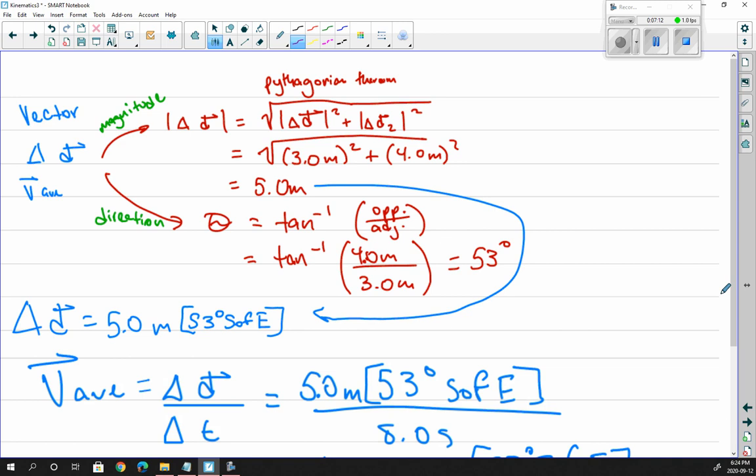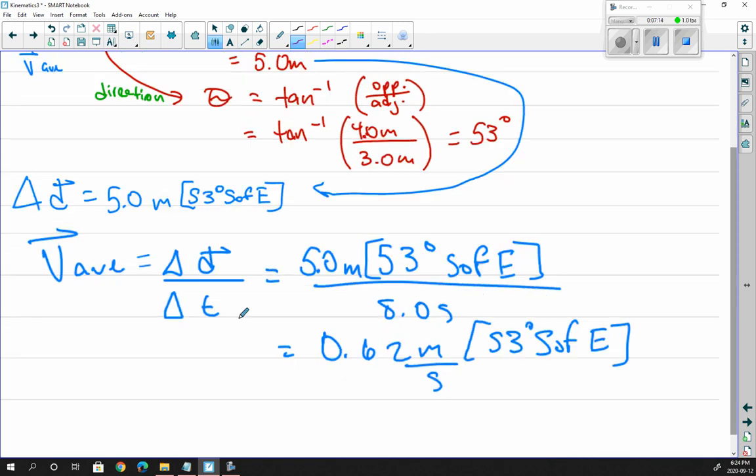Next, average velocity now. It's a vector. Displacement over time. So we take the 5 meters, 53 degrees south of east, we divide it by the 8 seconds, the total time. Some of you might think it's 7 seconds because it paused for that 1 second when it made a directional change. No, you take into account that second. It's the total time. And following the rules of significant digits, we divide 5 meters by 8 seconds, and we get 0.62 meters per second, and the direction carries through.